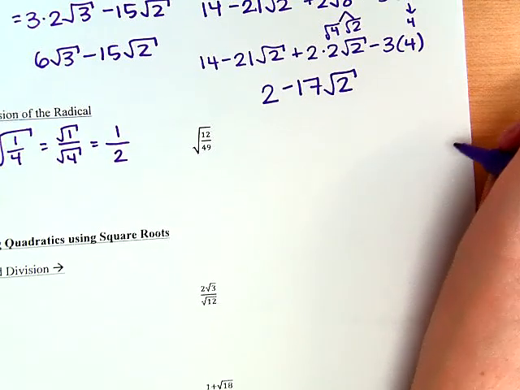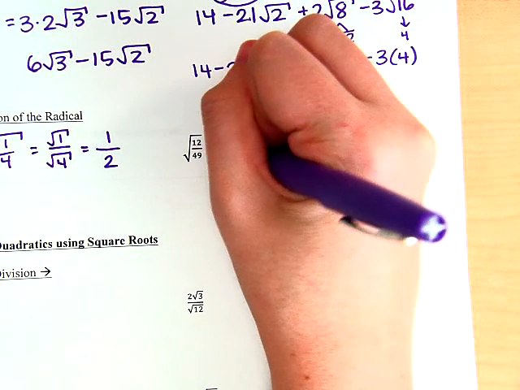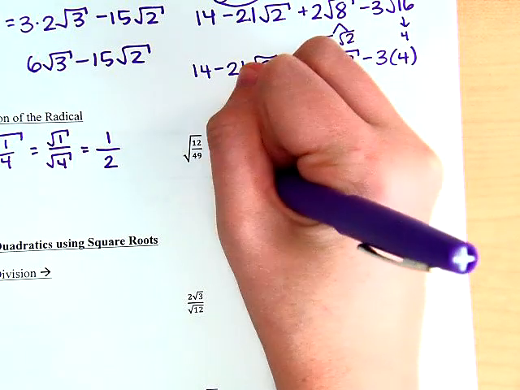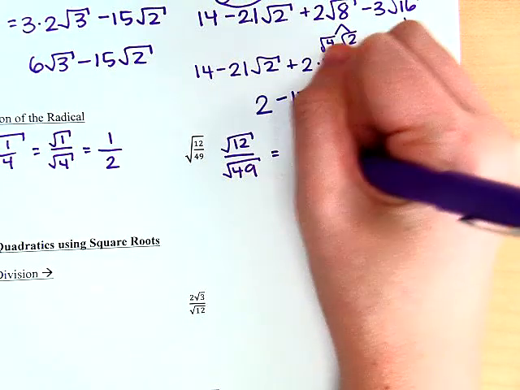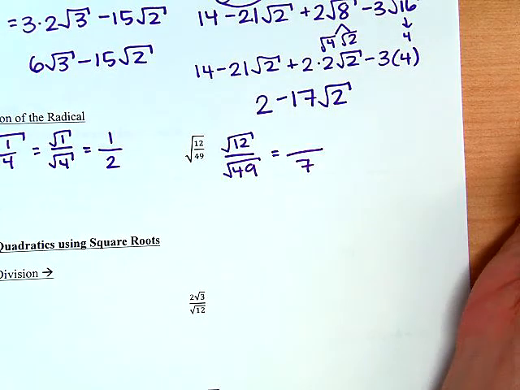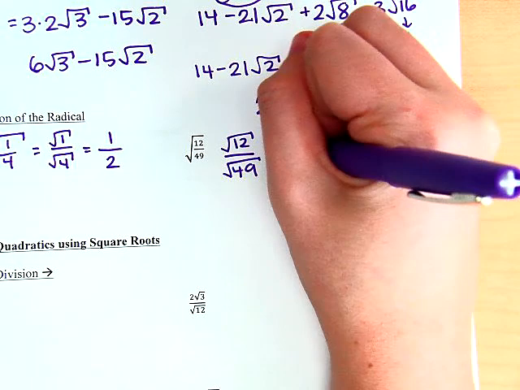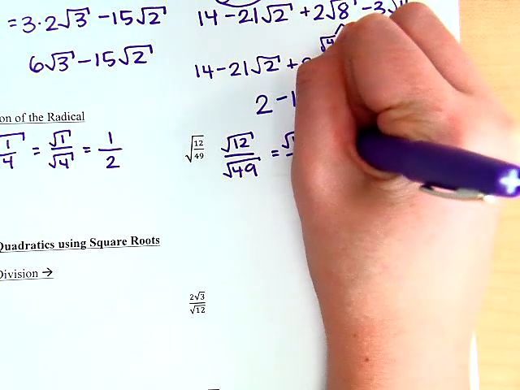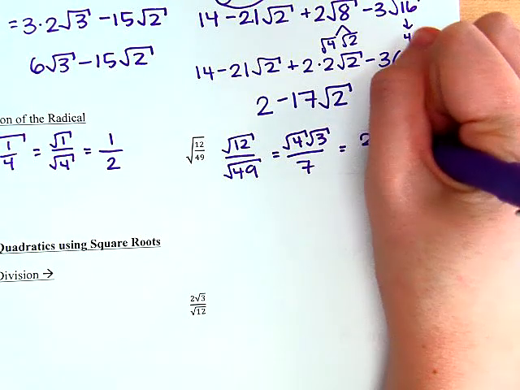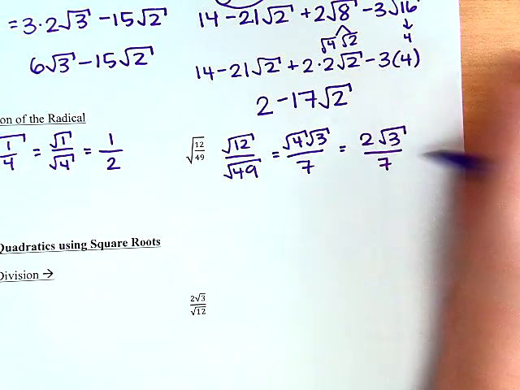Same thing for this one, becomes square root of 12 over square root of 49. Square root of 49 is nice and easy, it turns to 7. 12 becomes square root of 4 and square root of 3. So we got 2 root 3 over 7.